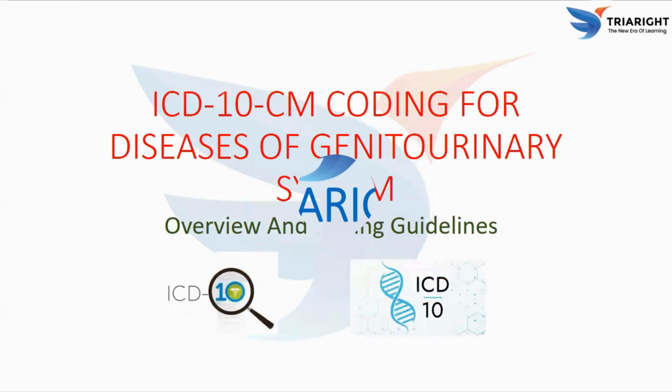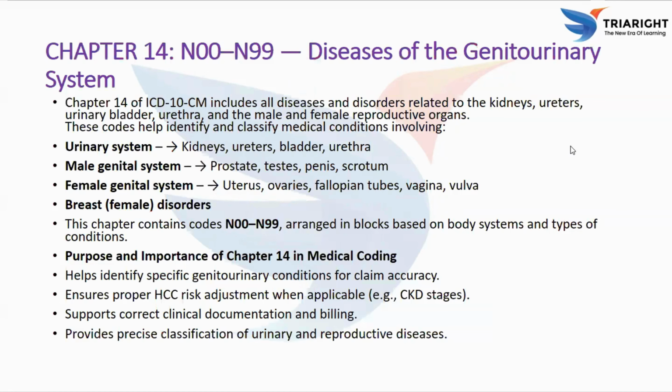So today in this session, you are going to learn about ICD-10-CM coding classification for diseases of the genitourinary system. So what does chapter 14 tell you? This chapter in ICD-10-CM includes all the codes used to classify diseases and disorders of the urinary system, male reproductive system, female reproductive system, and also breast-related disorders, mainly female. These codes are important for medical billing, insurance claims, diagnosis documentation, and treatment planning.